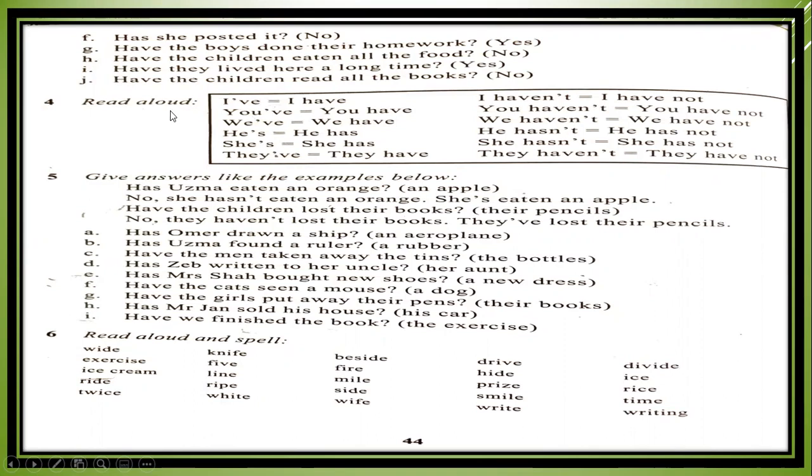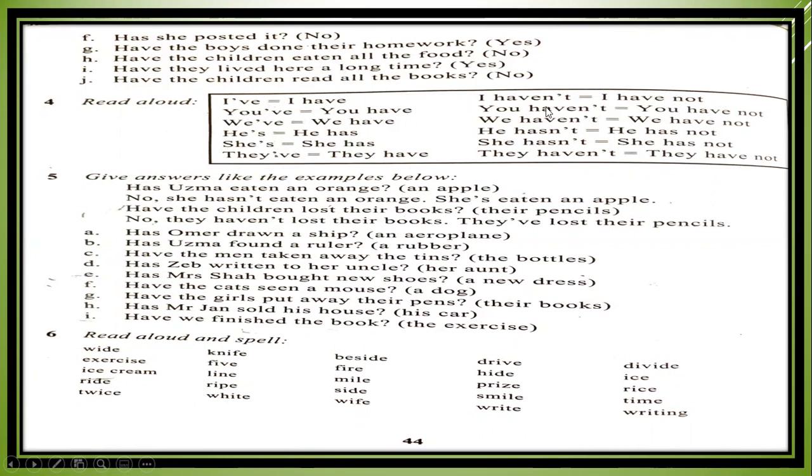Exercise 4 is read aloud, and what they are going to tell you, these are the contracted forms. How do you write? I have is the full form, then in the short form you write I've, I, comma, VE. We call it I've. I've done my work. Instead of I have done my work, you say I've done my work. You've, you have. We've, we have. These are the contracted forms of the complete words.